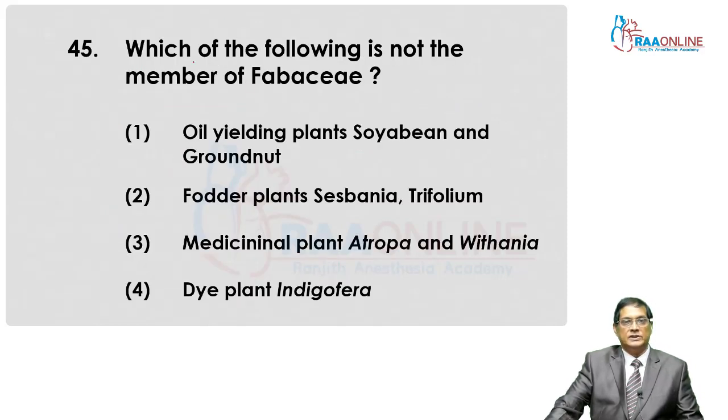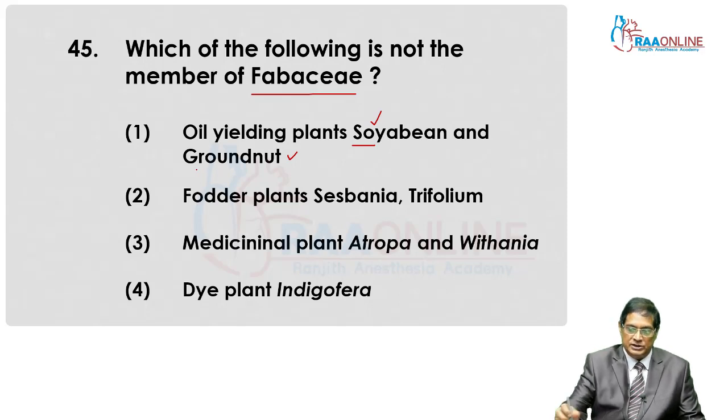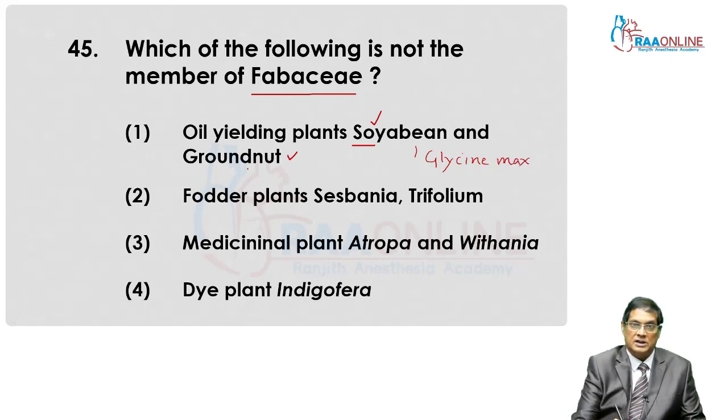Last question: which of the following is not a member of Fabaceae? Soybean, an oil-yielding plant, is family Fabaceae. Groundnut is a member of family Fabaceae. Scientific name of soybean is Glycine max, whereas scientific name of groundnut is Arachis hypogaea.